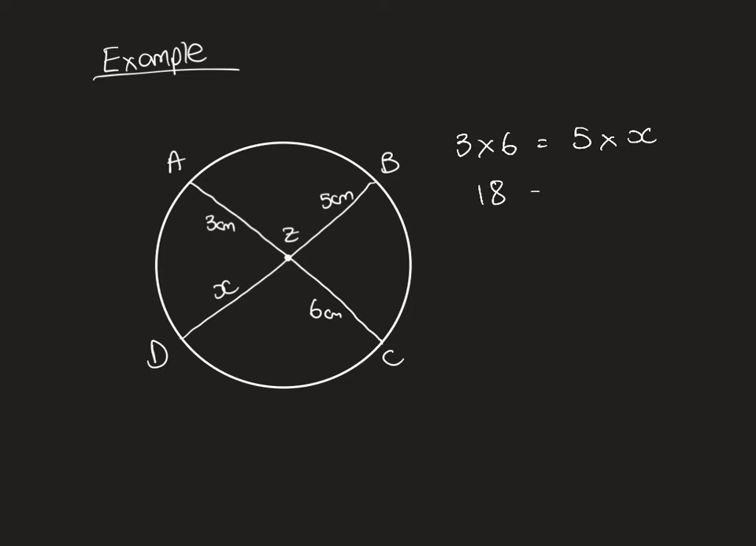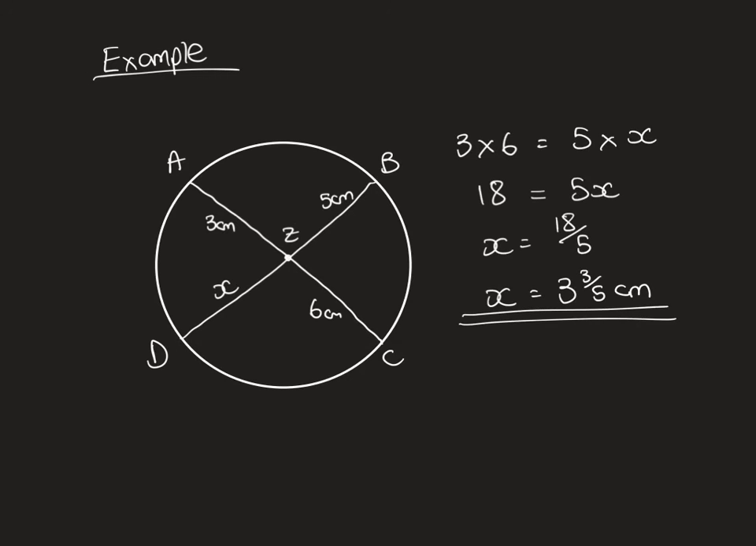So we can say 18 equals 5X, so X must be 18 divided by 5. 5 goes into 18 3 times, it's 15 and 3/5 centimeters, or 3.6 centimeters.